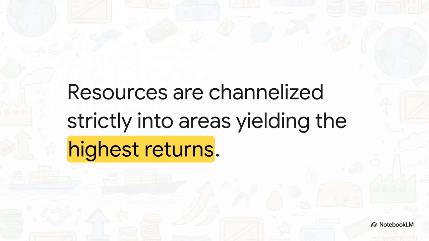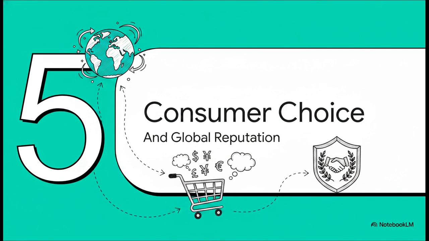And here is the ultimate practical impact of all of this. Resources are channelized strictly into areas yielding the highest financial returns. Because of global specialization, a nation literally stops wasting effort, labor, and capital trying to be mediocre at everything. Instead, it optimally allocates its scarce domestic resources strictly toward its most profitable, highly competitive strengths. Finally, we arrive at our last pillar. Section 5, reputation and consumer choice.